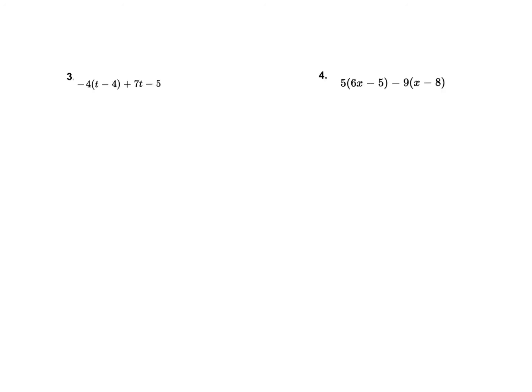All right, so number 3, we have negative 4 times t minus 4, and then plus 7t minus 5. And again, we have to start with the multiplication, so I'm going to start right here. So I'll have negative 4 times t is negative 4t. Negative 4 times negative 4 gives me a positive 16, so that's why I have the plus. And now I'm just going to rewrite the rest of the problem here.